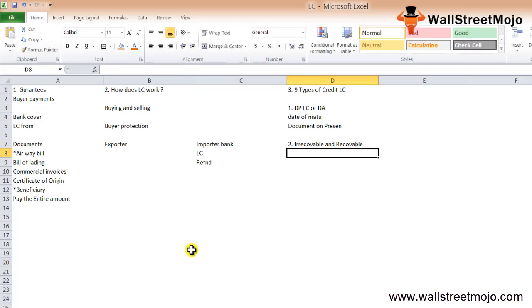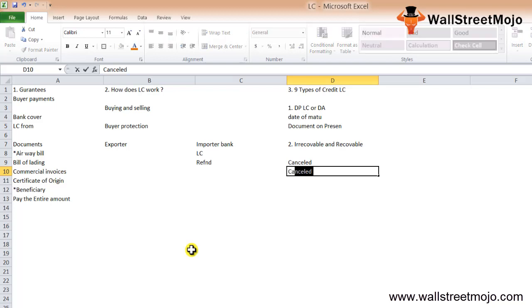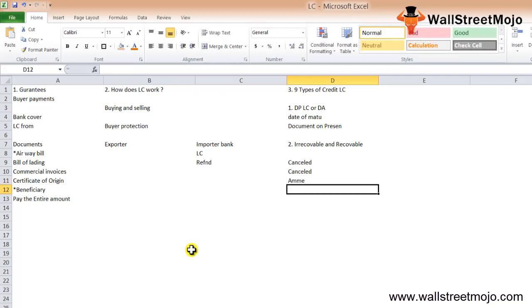Now what is this? In this type of letter of credit, an irrevocable one, it can be cancelled or amended only with the consent of the beneficiary, along with the applicant and the confirming bank. A revocable LC can be cancelled, or amendments can be made at any time without giving any prior notice to the beneficiary. Most letters of credit are irrevocable in nature.